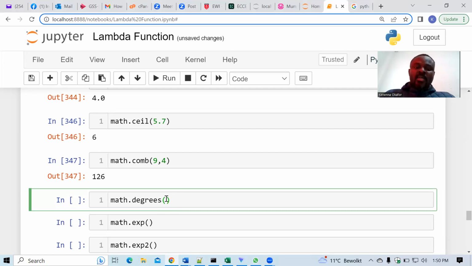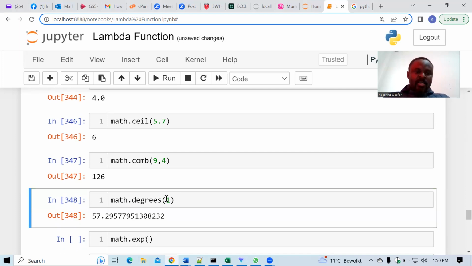The degrees method, it simply takes a radian value and returns the degree equivalent of that angle, right? So if I have 1 radian, for example, in degrees, what would it be? Let's see, guys. It's 57.29 degrees. It's as easy as that. So this you find very useful in trigonometry. That's it, guys. All right.